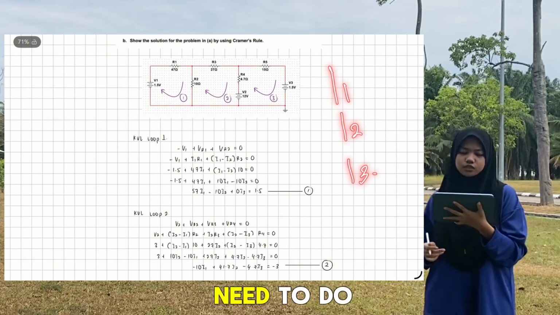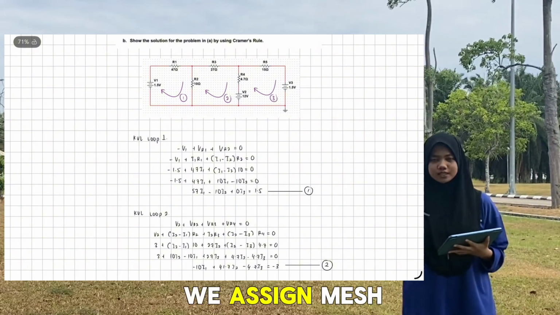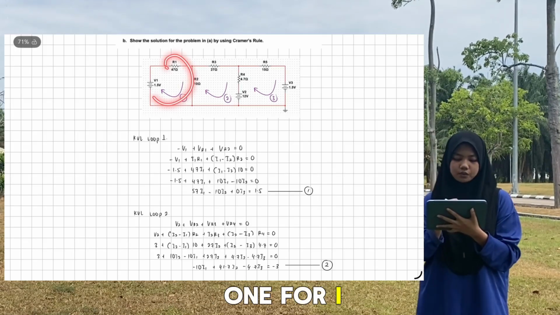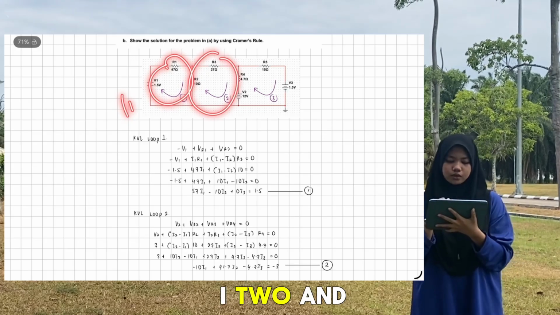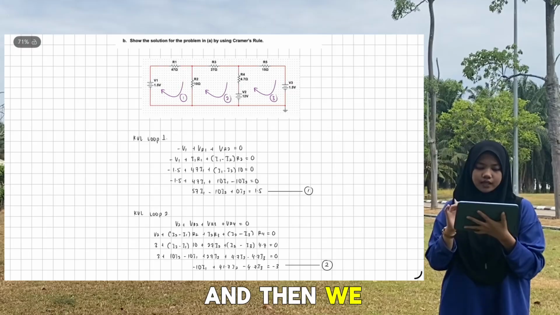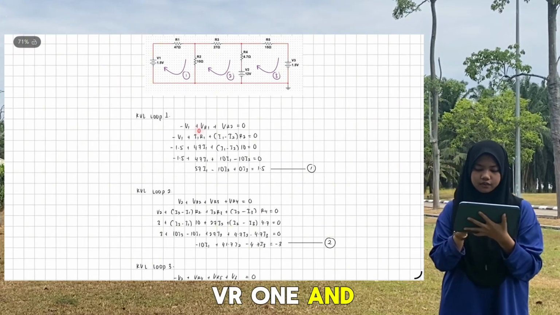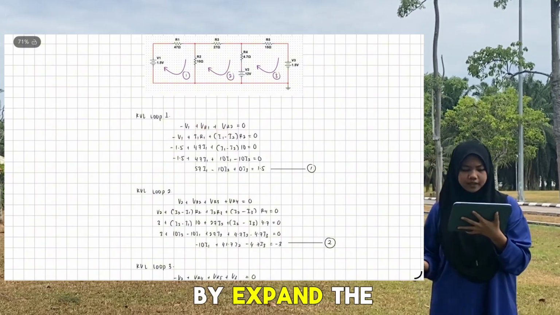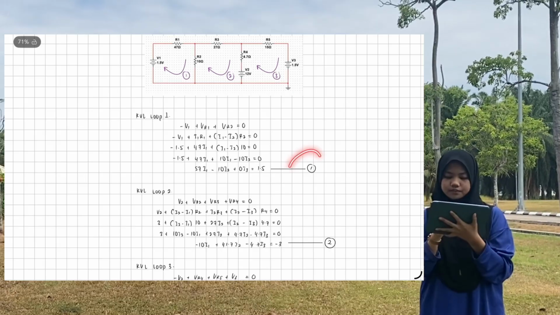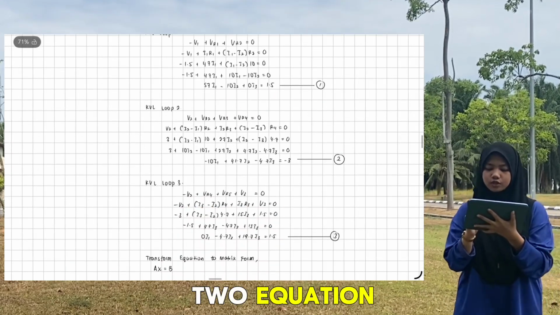So, what we need to do? We assign each loop a mesh current. For example, loop 1 for I1, loop 2 for I2, and loop 3 for I3. And then, for loop 1, we have V1, VR1, and VR2. By expanding the equation, we can get one equation here. And then we proceed to the next steps to get another 2 equations.